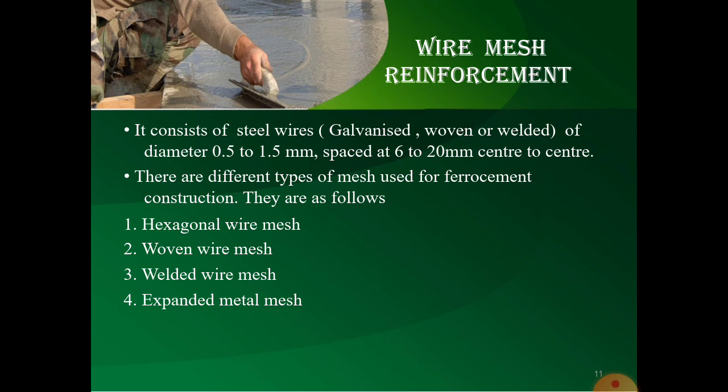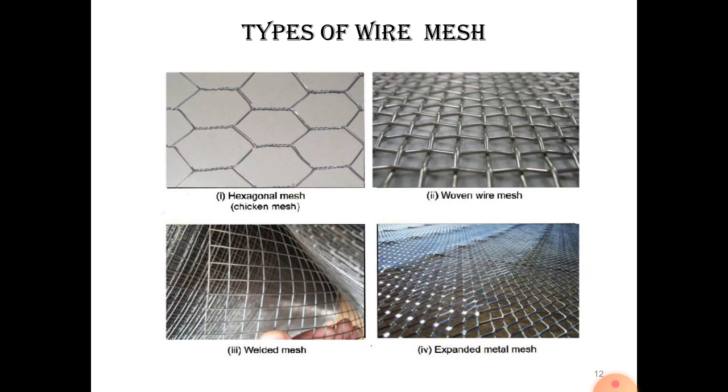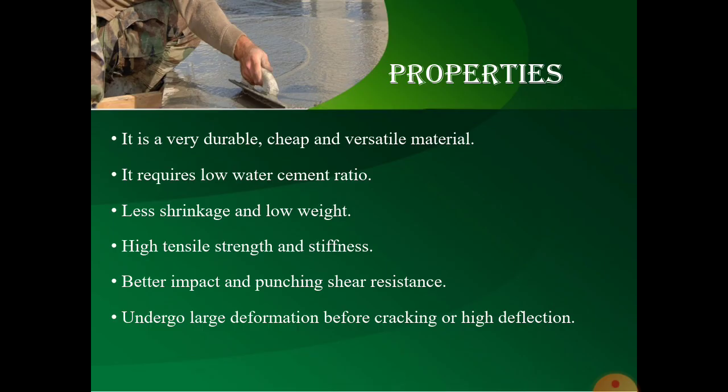It consists of steel wires, either galvanized, woven or welded, of diameter 0.5 to 1.5 mm, which is spaced at 6 to 20 mm center to center. There are different types of mesh used for ferrocement construction. They are as follows: hexagonal, woven, welded, expanded metal mesh. These are the figures showing the types of wire mesh.